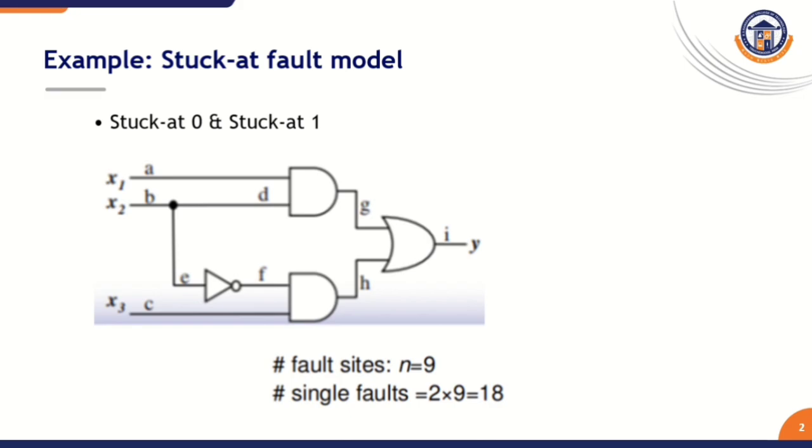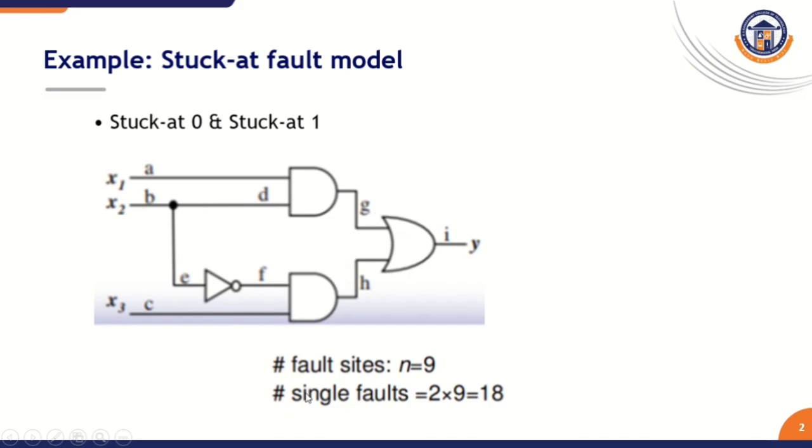Consider this example circuit. The circuit has three input lines x1, x2, x3 and one output line y. From this, we are going to calculate the total number of fault sites and the total number of single faults of the given circuit. Here the input line is named A, then B, D, and similarly we label the other lines.